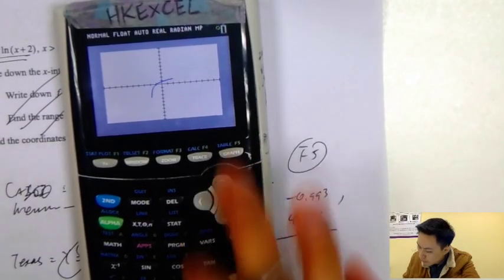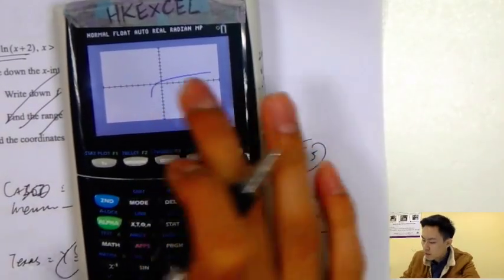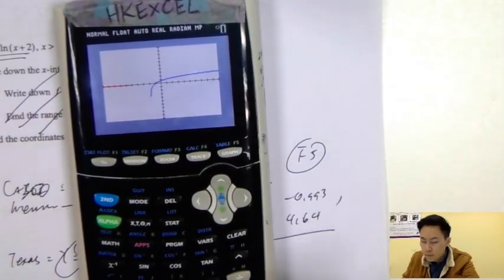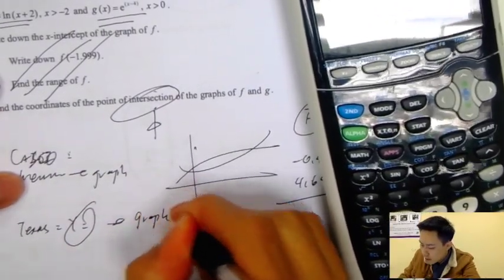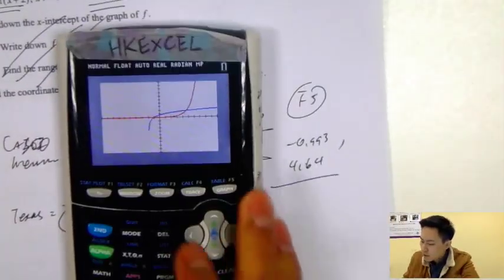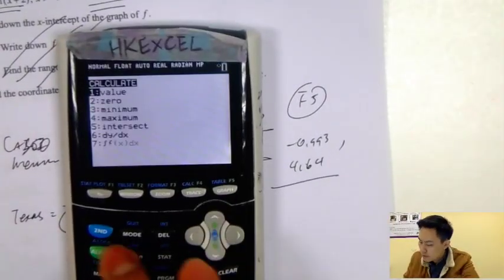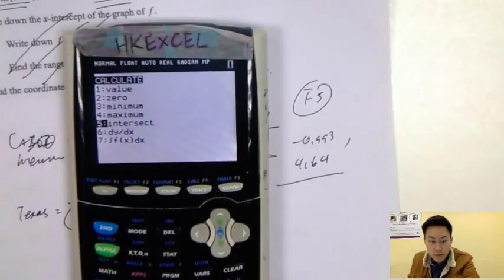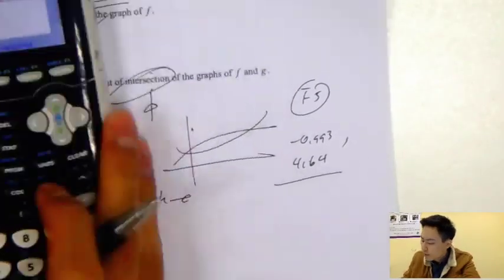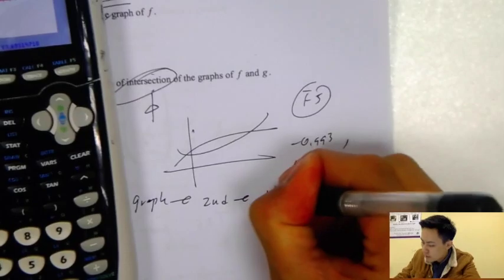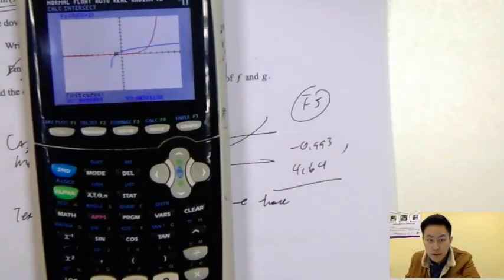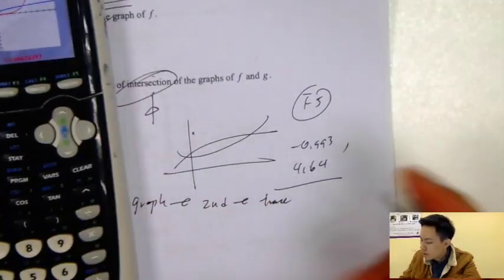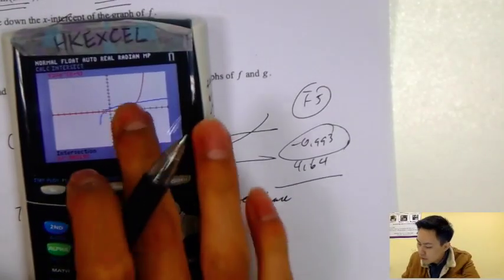So we just go to graph, then you see the lines here. You plug in the function and then you go to graph. But how do you find an intersection? You have to go second trace, and then you can see intersection. Move the point here, enter. That's how you get the first point, which is negative this.